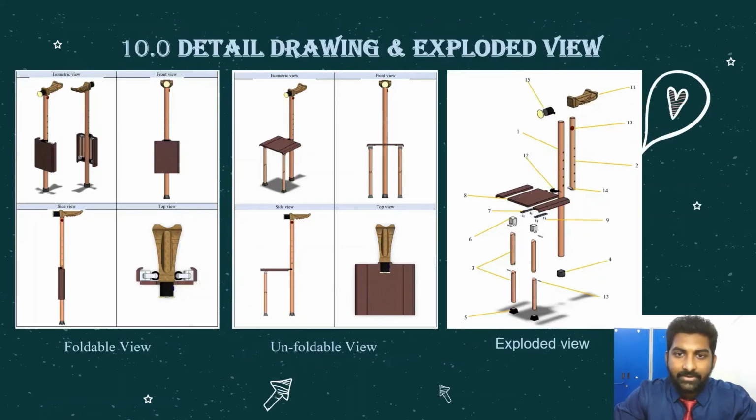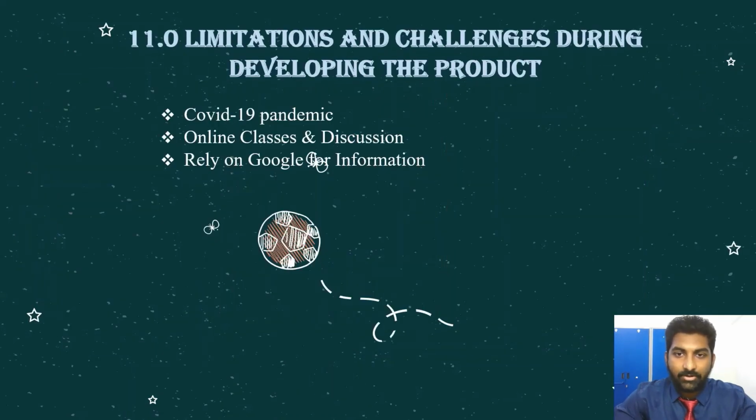Next, the detailed drawing and the exploded view of the new design of the multifunction walking stick. So this is the CAD drawing of the foldable view, unfoldable view and exploded view of the new design of the multifunction walking stick. Then, the limitations and challenges during developing the walking stick.